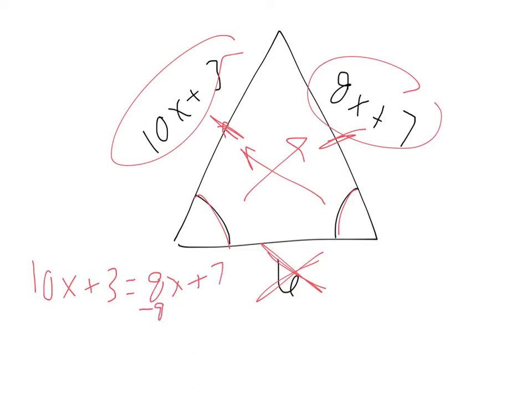So I'm going to subtract my 8x over, subtract my 3 over, and get 4. So divide both sides by 2, x equals 2.